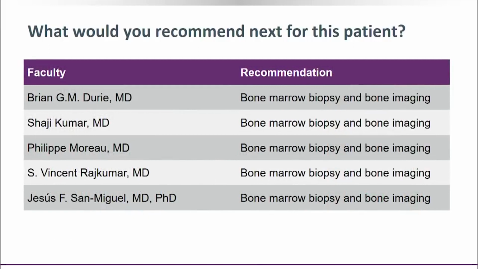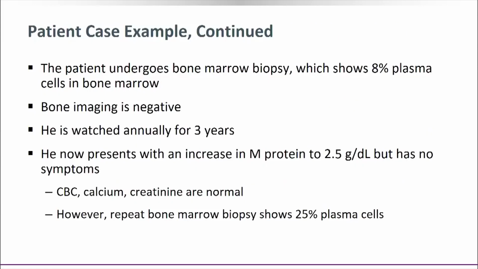So this patient undergoes the bone marrow biopsy, which shows 8% plasma cells, and the bone imaging, which is negative. So probably MGUS. Patients are watched annually for 3 years. Now in 2018, the patient presents with an increase in monoclonal protein to 2.5 grams, but still no symptoms. CBC, calcium, creatinine are normal, and we repeat the bone marrow biopsy because the M spike has gone up, and that shows 25% plasma cells.